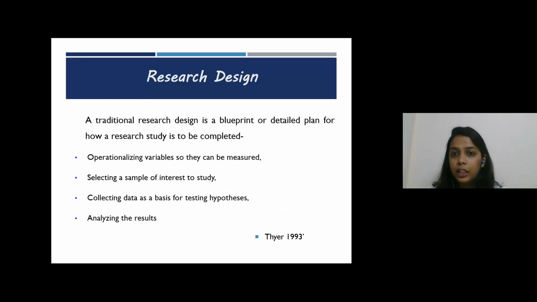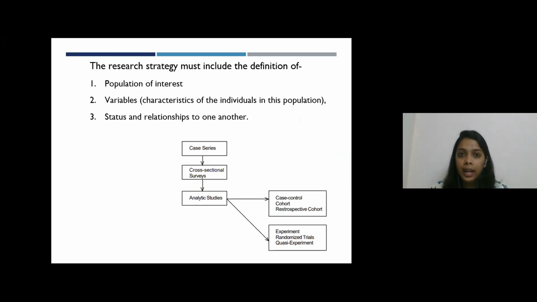So it's basically a blueprint or a detailed plan. It includes whatever variable you're studying, that is, say, the condition that you're studying. You operationalize it so you can measure it. Then you select a specific sample, you collect data, and you analyze the results. Now, any research strategy must include your population of interest. It should also include the variables and their statuses and relationships to each other, because it's based on this that your study design has to be selected.